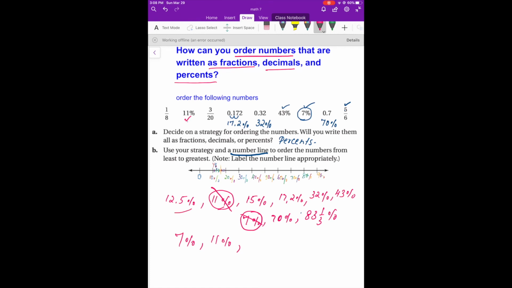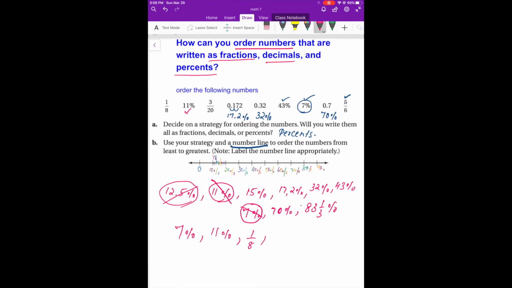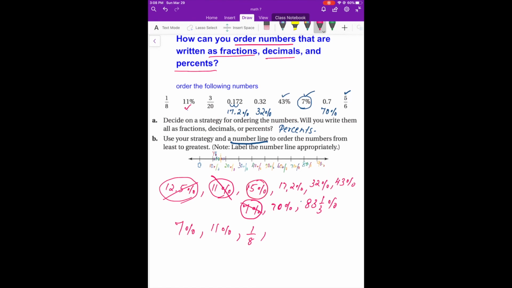The next one is 12.5%. That they gave you as 1/8. So you need to put that as 1/8. Then 7%, 11%, 1/8. The next one is 15%, which is going to be 3/20th. And the very next one is 17.2%, which is 0.172 or 172/1000th. So we are done with that.